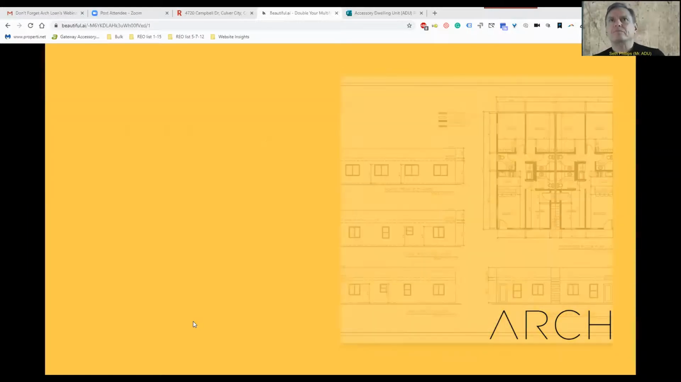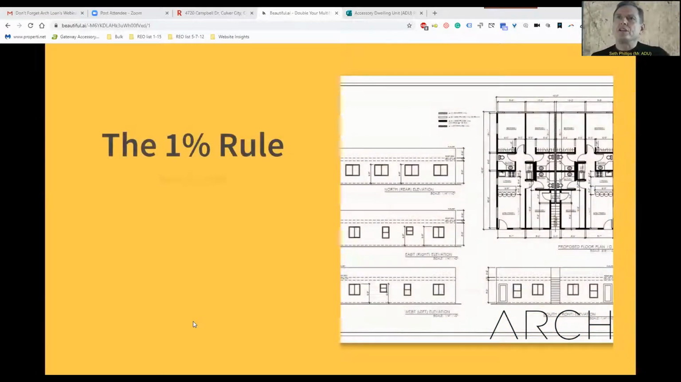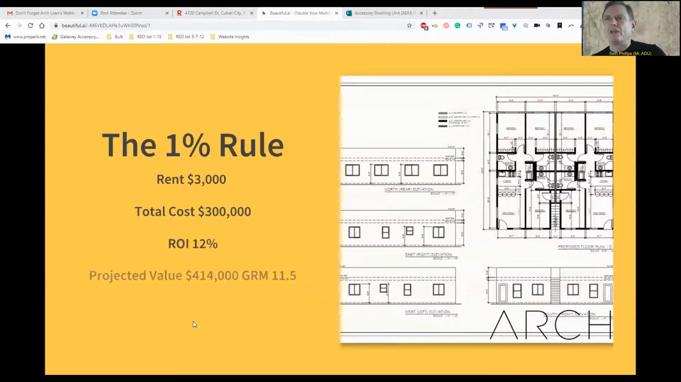So now we're continuing to look at this same property, and now we're looking at the floor plan of it. And this company is really smart. So they found a way to, of course, maximize the return they get based on the square footage that they're going to have to build.